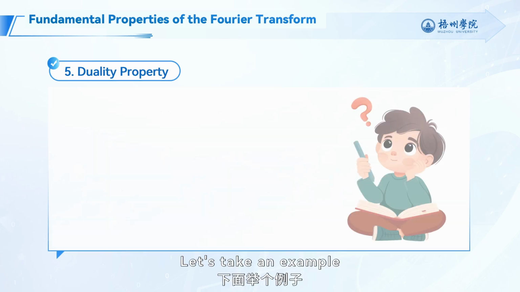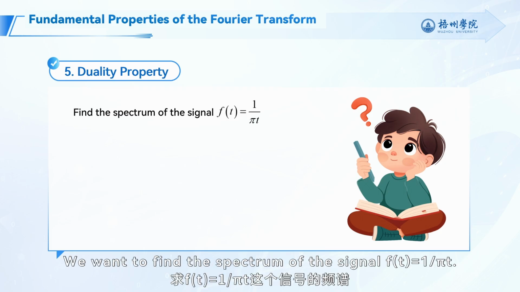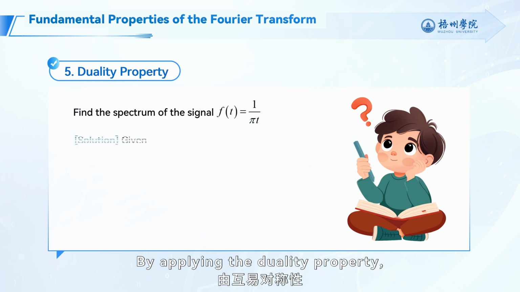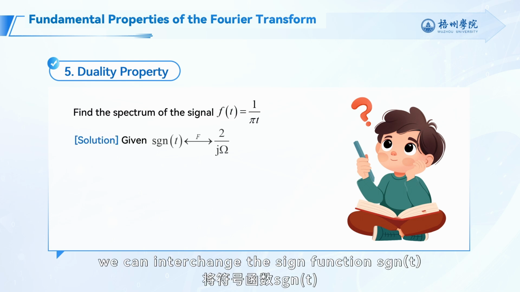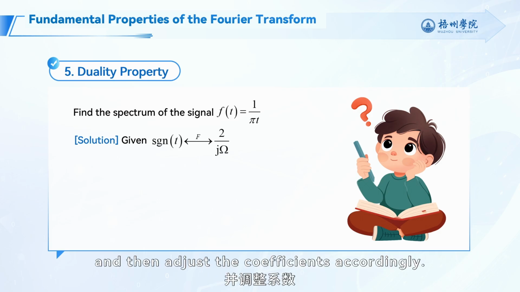Let's take an example to deepen our understanding of the duality property. We want to find the spectrum of the signal f of t equals 1 over pi t. This can be derived using the Fourier transform of the sign function. By applying the duality property, we can interchange the sign function sgn(t) with its spectrum 2 over j omega, and then adjust the coefficients accordingly.